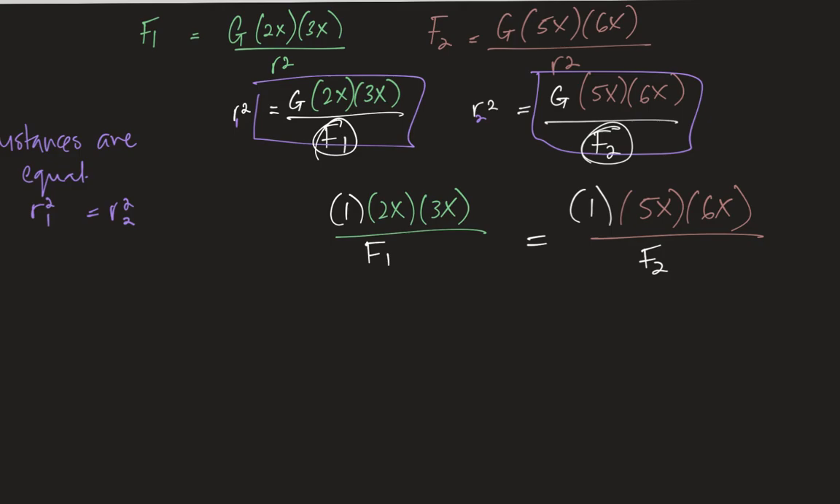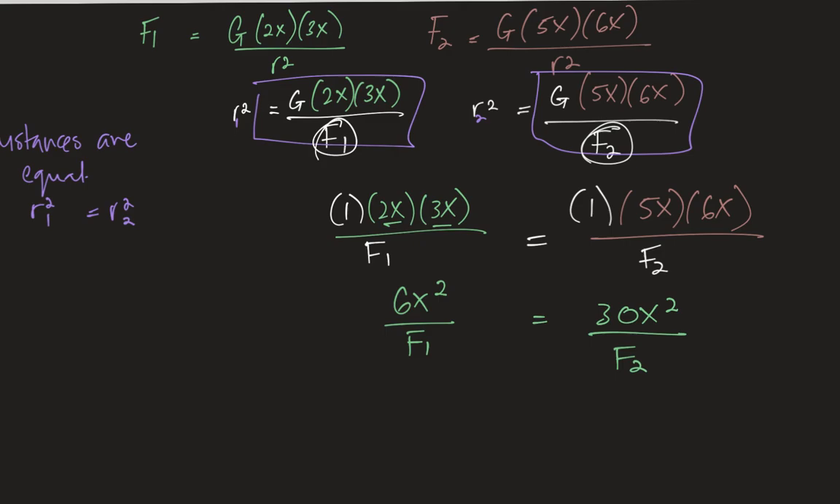So the first thing is 2x times 3x is going to give me 6x squared all over f1, which is equal to 1 times 5x times 6x is equal to 30x squared all over f2.